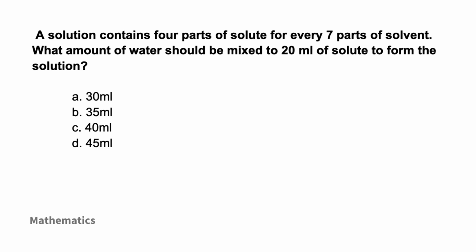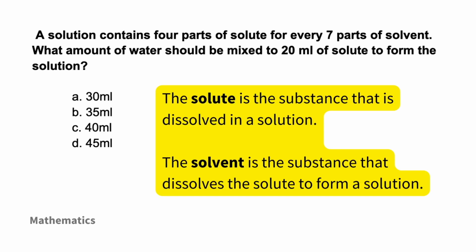To find the amount of water or solvent that should be mixed with the solute to form the solution, with the given ratio, we can set up a proportion. So in this case, if it's been a while since you have looked at some of these math and science terms, remember that the solute is the substance that is dissolved in a solution, and the solvent is the substance that dissolves the solute to form a solution. So to find the amount of water, the solvent, that should be mixed with the solute to form the solution with the given ratio, we can use this proportion.